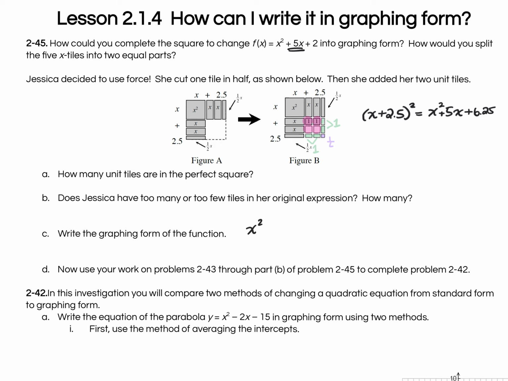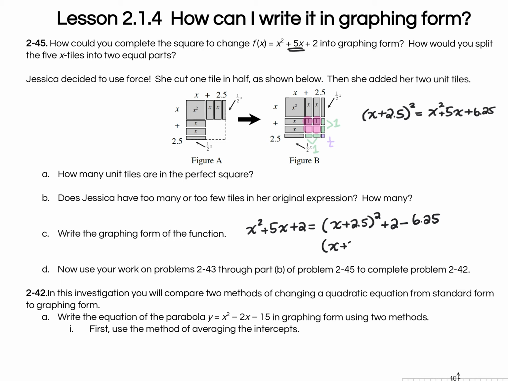So if I wanted to rewrite x squared plus 5x plus 2 in graphing form, I could write it as x plus 2.5 squared, but then I have to remember that I only started out with 2 tiles, and if I just write this expression, I actually have 6.25 tiles. So here's what you can do. You can say, all right, here's how many squares I have in my original expression.